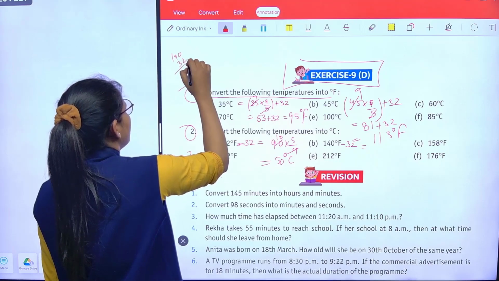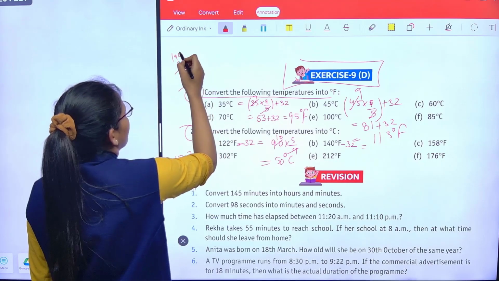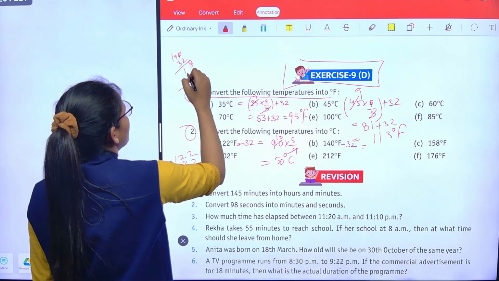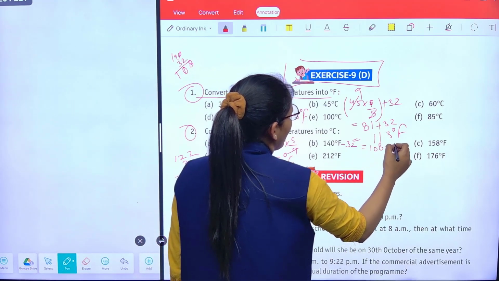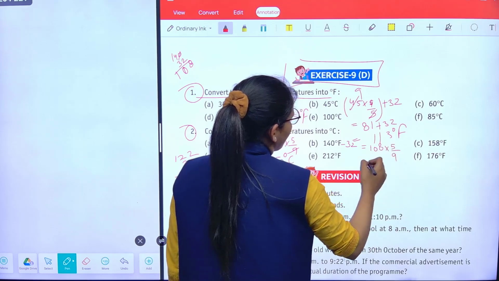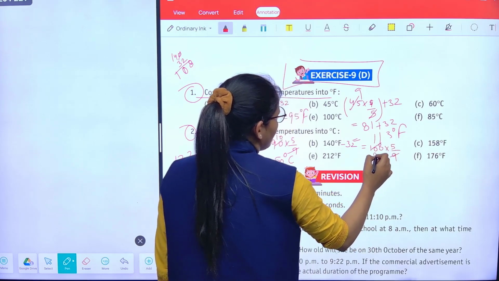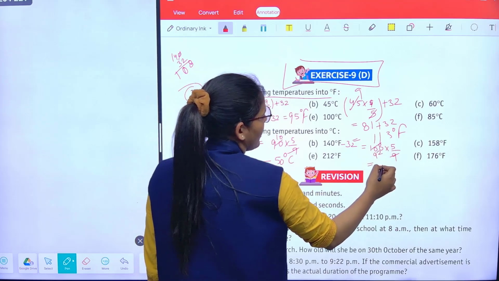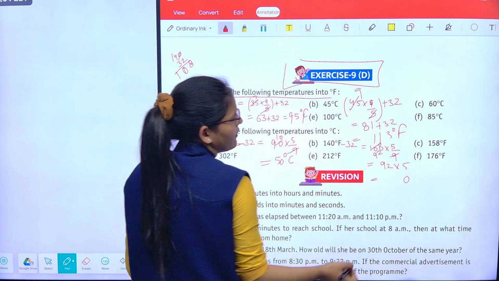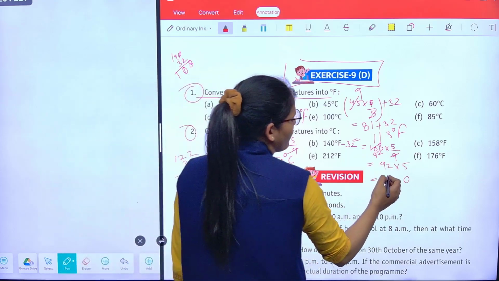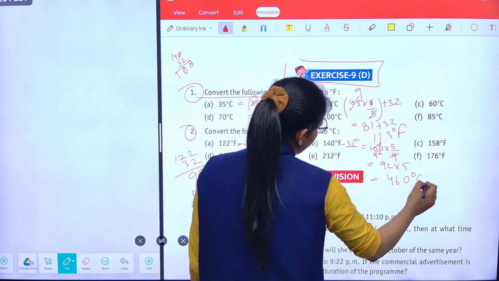Again we will subtract 32. 140 minus 32, that is, yes, 10 minus 2 is 8, 0, 108, multiply by 5/9. 9 ones are 9, 9 twos are 18, 9 9 2 multiply by 5. 5 twos are 10, 5 nines are 45 plus 1, 46 degrees Celsius.